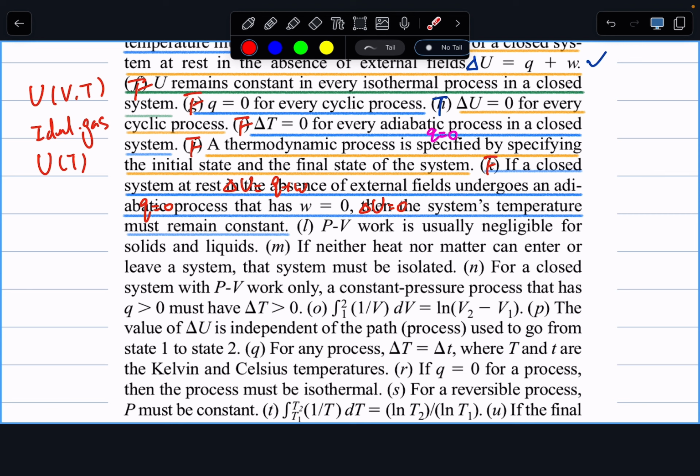So if this problem specified that it was an ideal gas, then that would be true, because ideal gas internal energy is only dependent on temperature. Any questions? Okay, same question. Good. All right, next up.